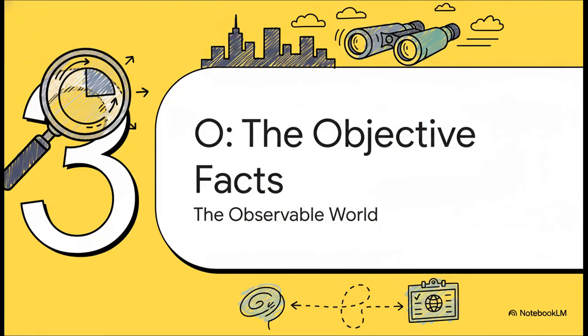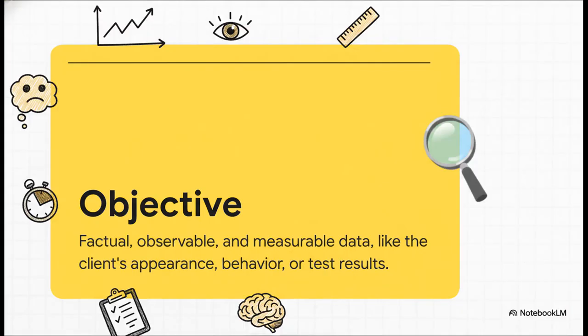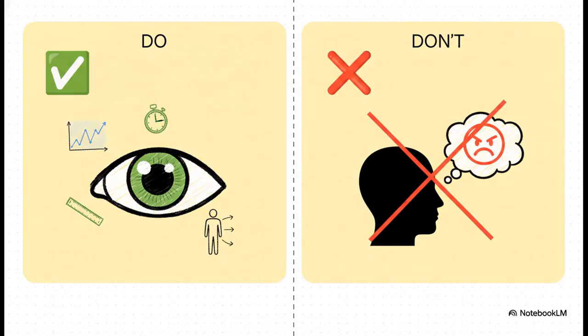Okay, moving on to O for objective. This is where we shift gears. We're moving from the client's internal world, what they feel, to the external world, what we can all see. The objective section is all about the cold, hard facts, nothing else. So if S was their story, O is what anyone, you, me, another observer, could see, measure, or observe in that room. Think things like the client's appearance, their behavior, maybe even specific test results. It's all verifiable data.